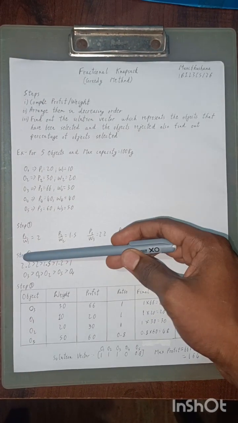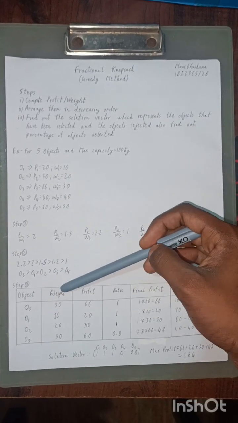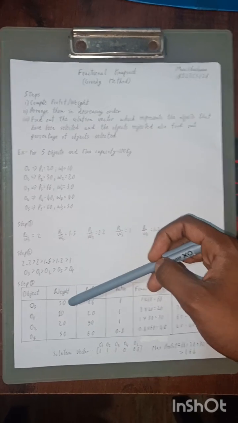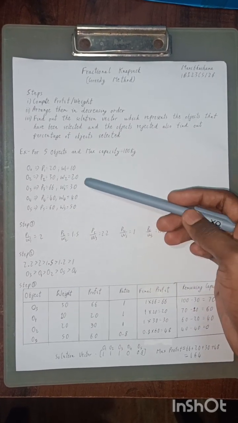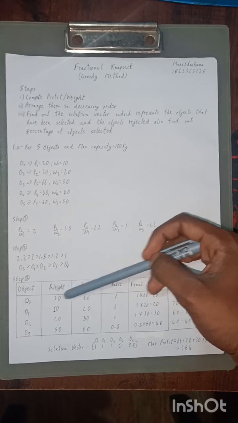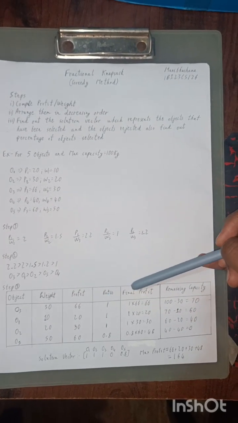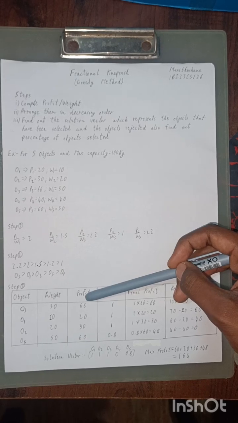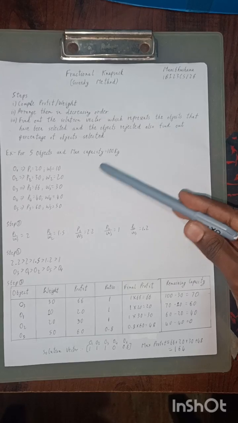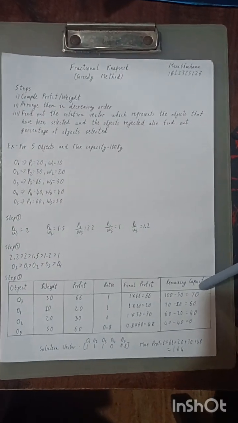First, let's take the highest profit by weight value, which is object 3. We have taken object 3 and included all of its weight, because the maximum capacity is 100 and we can easily fit 30. We have taken the weight as 30, and the corresponding profit for 30 is 66. We are taking the complete object 3, so we have taken the ratio as 1, and the total profit would be ratio into profit, which is 1 into 66 equals 66, and the remaining capacity is the maximum capacity 100 minus 30, which equals 70.